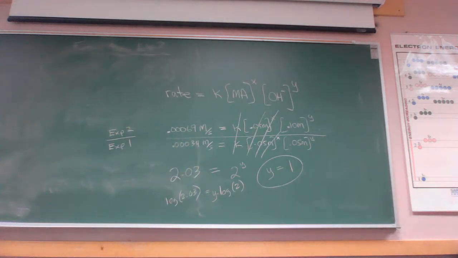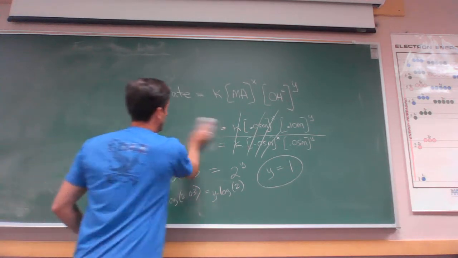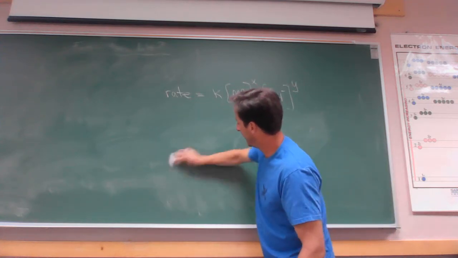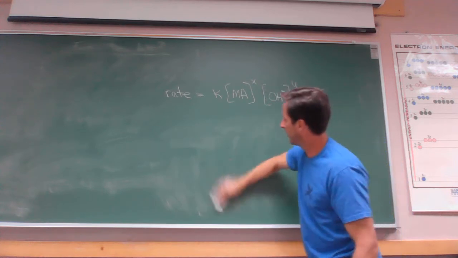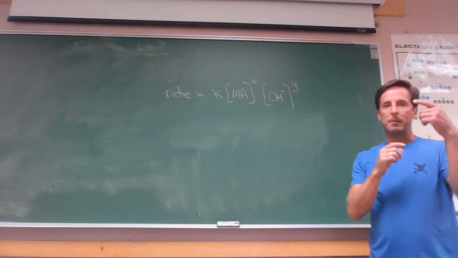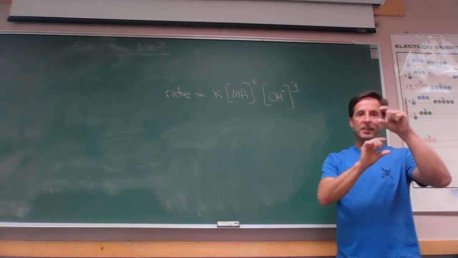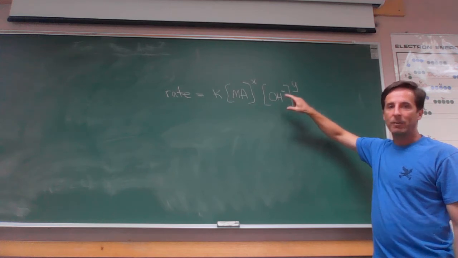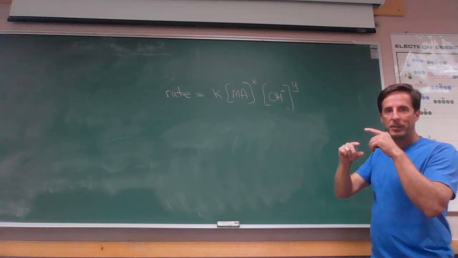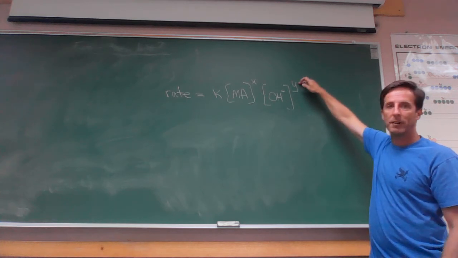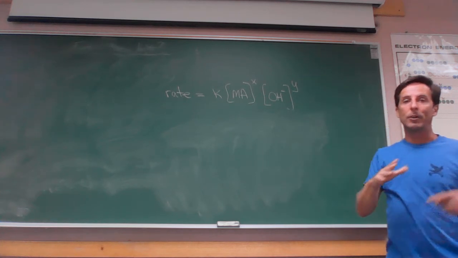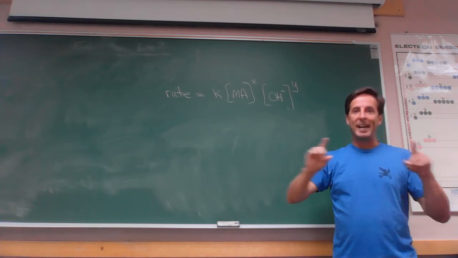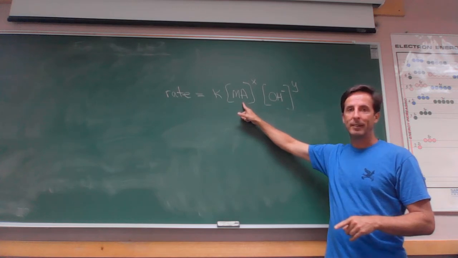Now we need to do another comparison to find x. Now what you might have noticed, when we compared experiment 2 to experiment 1, the only difference in those two experiments was that we changed the value of hydroxide. If we change the value of hydroxide and then compare the numbers, that allowed us to find the exponent of hydroxide. So now when I look at the experiments, I need to find two experiments where everything's the same except I change the concentration of methyl acetate.